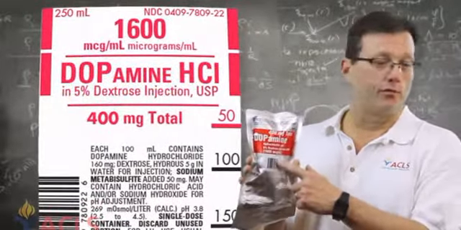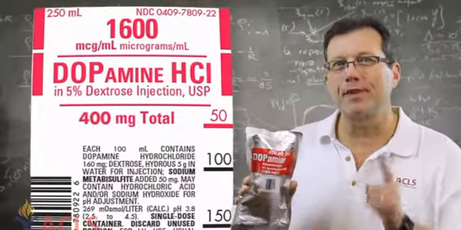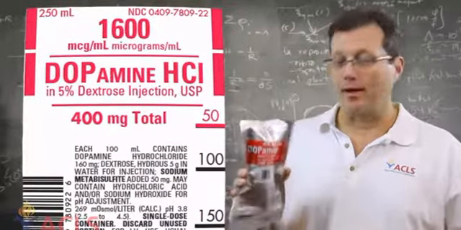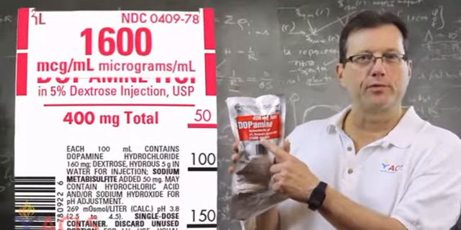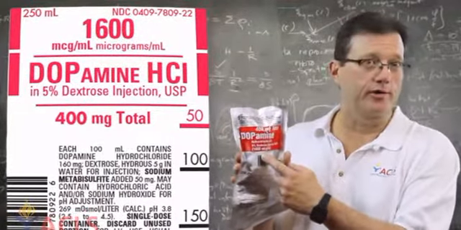This bag's going to come 400 milligrams in 250, but I'm dosing in micrograms, so I need my concentration in micrograms. I can simply look it up on the package and it gives me that, 1600 mics per ml. That's my concentration. If this wasn't on here, I could still figure it out.